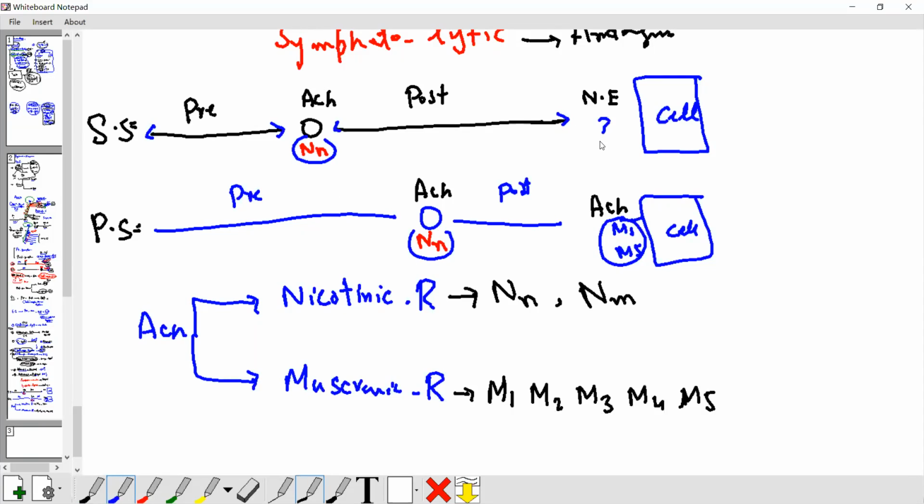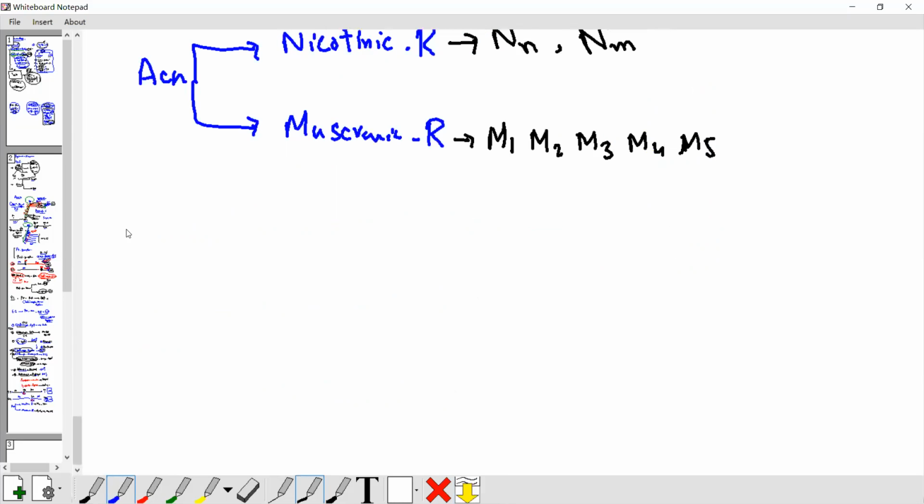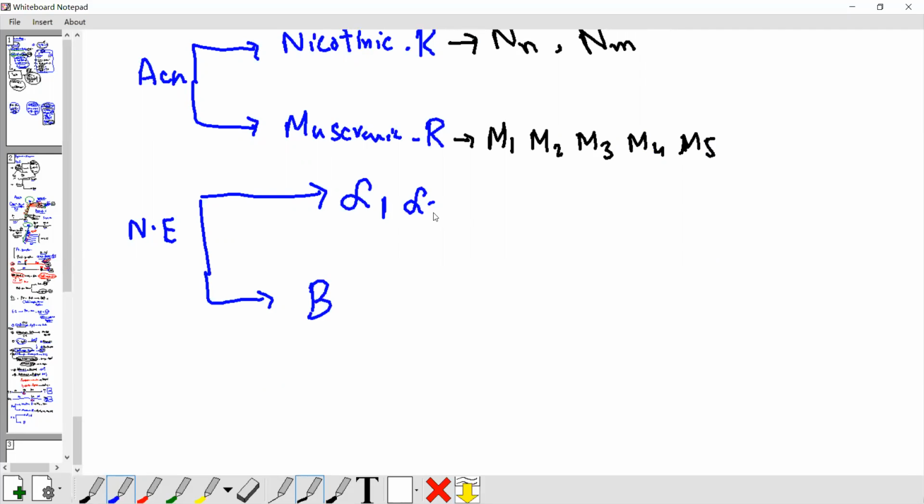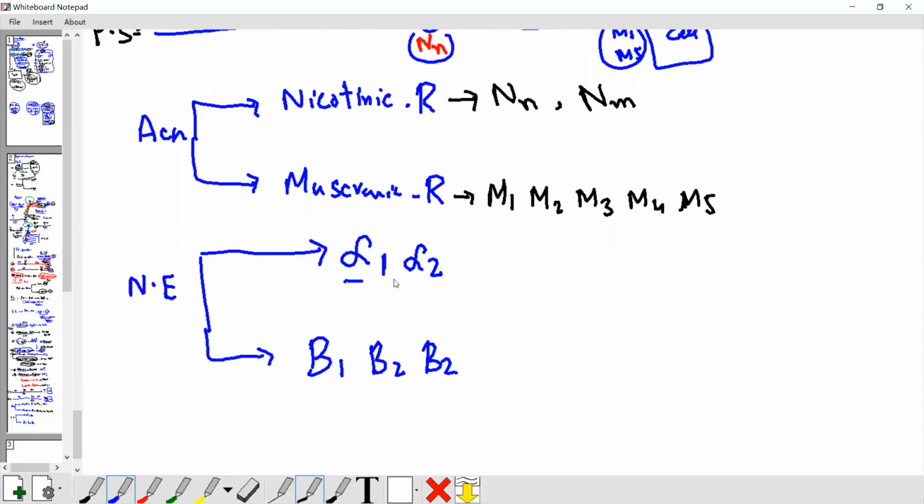Only one thing is left. Which receptor do we use for norepinephrine? Alpha and beta: alpha 1, alpha 2, beta 1, beta 2, beta 3. Alpha and beta are the receptors for norepinephrine.